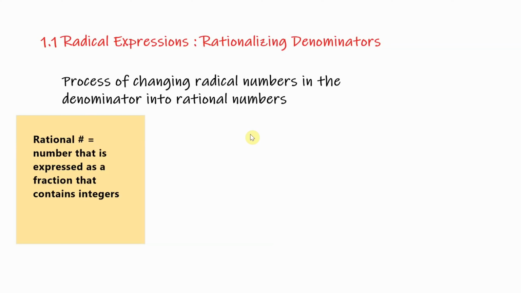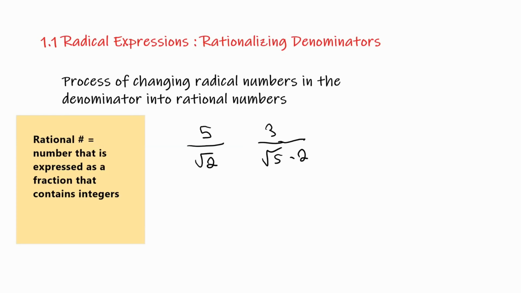So basically for this whole section, we're going to go over the process of changing radical numbers in the denominator into rational numbers. So what's going to happen is that they're going to give you numbers such as 5 over root 2 or 3 over root 5 minus 2, and they'll expect you to change this into a rational number.